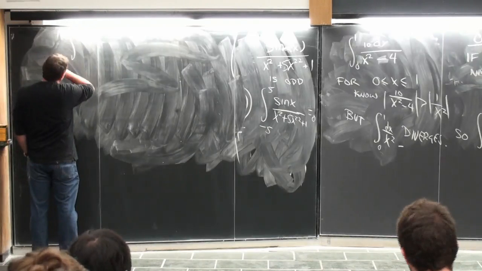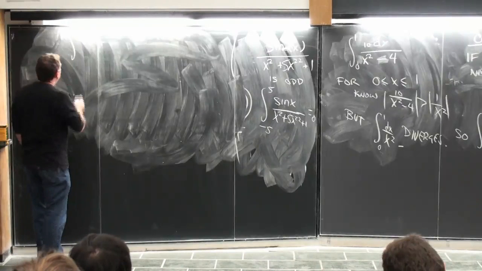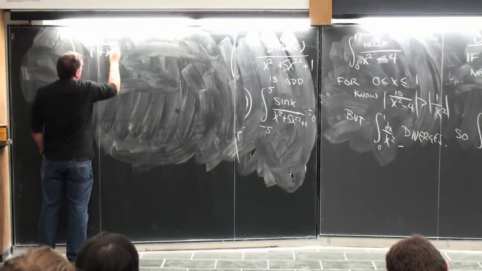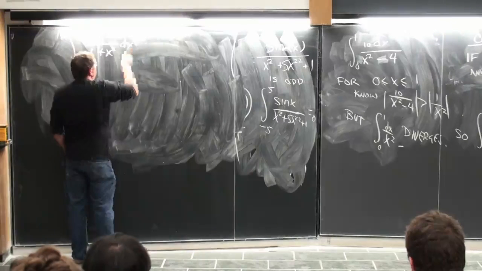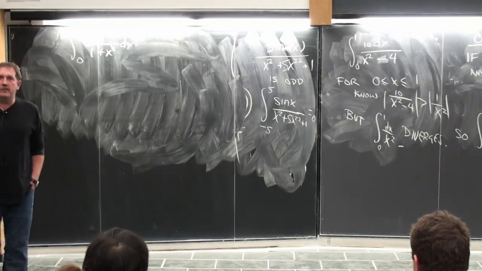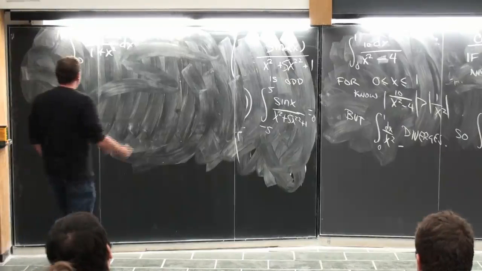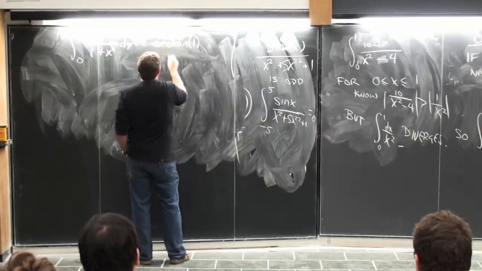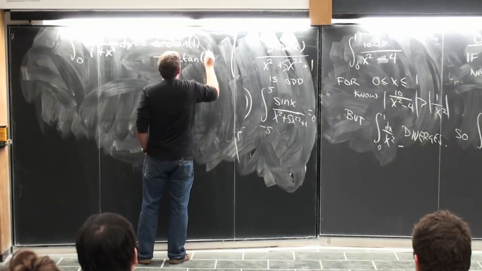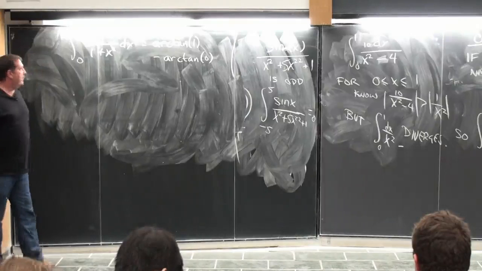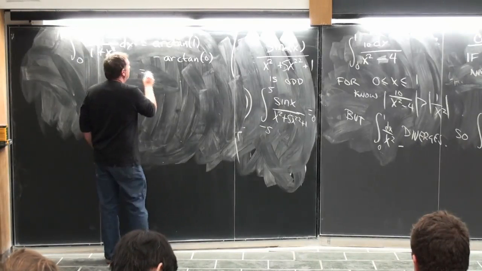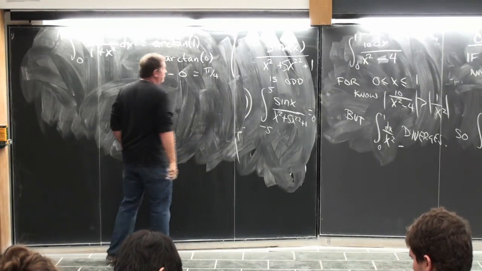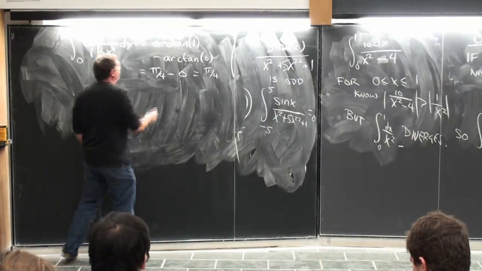So let's do the integral from 0 to 1 of 1 over 1 plus x squared. This one, we know the answer. The answer is pi over 4. Right? Because this integral is one you know. This is the arctan 1 minus the arctan 0. The arctan 1 is pi over 4. So this is pi over 4. In fact, let's make it even easier. We know it's pi.